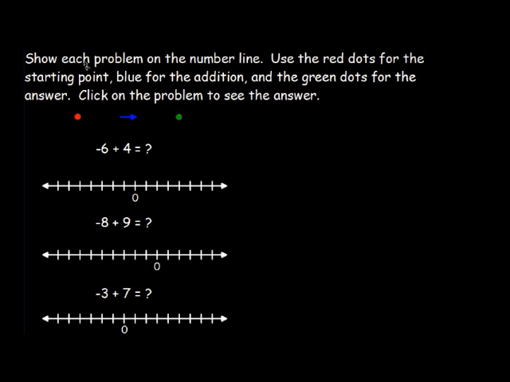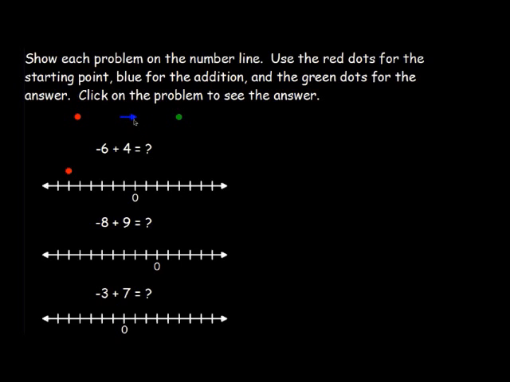Alright, if we want to show each problem on the number line, we use red dots for the starting point, blue for the addition, and green dots for the answer. Click on the problem to see the answer once we get it. Negative 6 is where we want to start. Here's 0, and since it's negative, we move to the left: negative 1, negative 2, negative 3, negative 4, negative 5, negative 6. We put that above it.